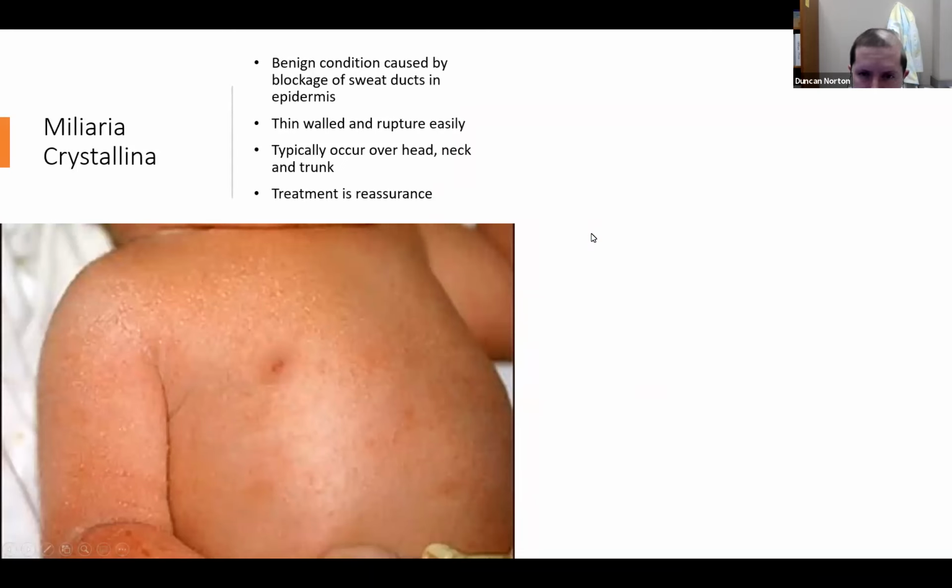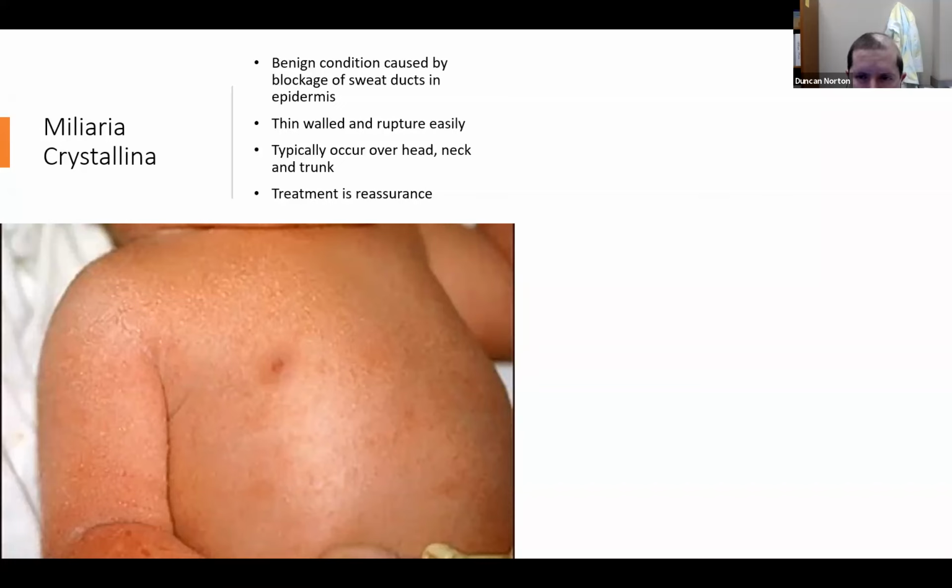Next is something that's kind of similar to that, miliaria crystallina. This is a benign condition that's caused by a blockage of the sweat ducts. You typically see this when they are wearing tight-fitting clothes, which results in the blockage of the sweat ducts. These are extremely thin-walled. If you rub your finger over them, they will rupture very easily. You typically see it over the head, neck, and trunk because of the tight-fitting clothes.